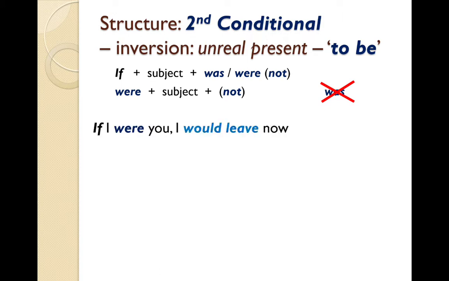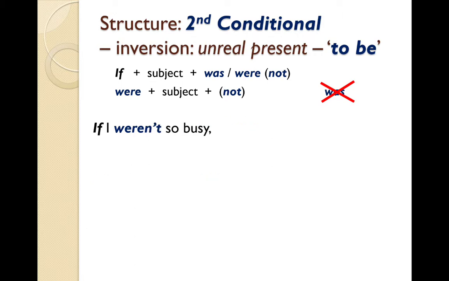If I were you, I would leave now. This is a normal second conditional structure. But we can use inversion and say, were I you, I would leave now. So we remove if and I were becomes were I. And the main clause does not change. I would leave now. There's no change in the main clause.